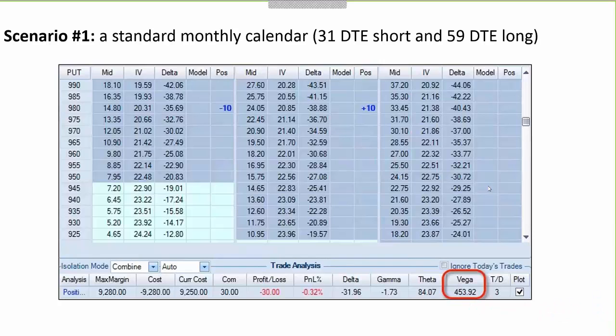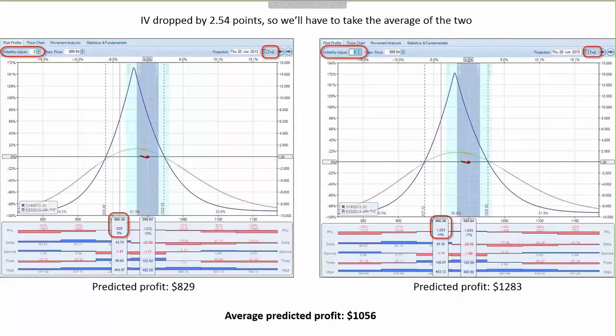So let's look at that. Now, one of the limitations of this particular modeling software I'm using here is that when you want to simulate adjusting the volatility, it doesn't allow you to go to decimals.